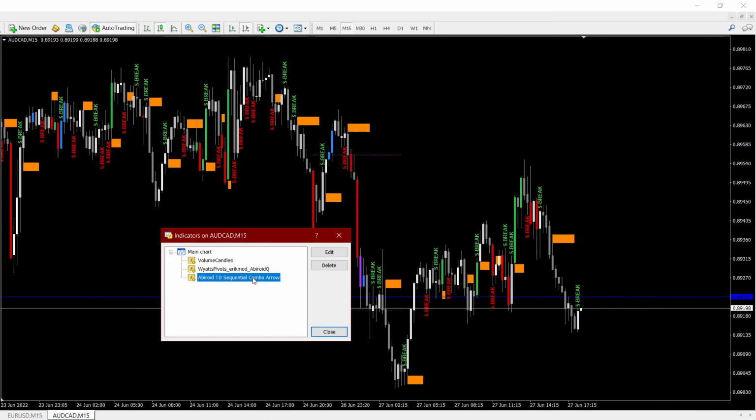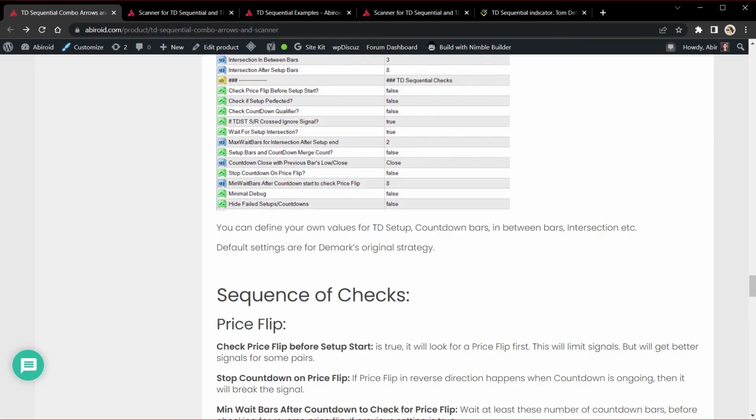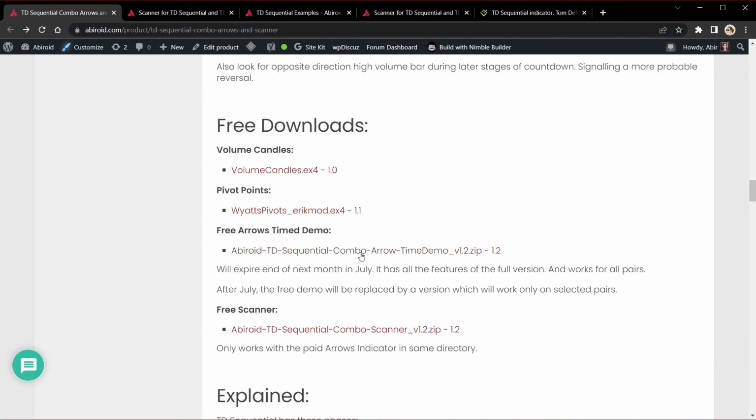So just go over all of these settings, and let me also just show you that on this main website page, right now this product, you have a time demo available. This will be valid for the whole of July. So this will end on 31st July, and this time demo will have all the features of the full version. And after July, the free demo will be replaced by a version which will only work for selected pairs. So right now this works for all pairs on all time frames, and it will also work with this free scanner.